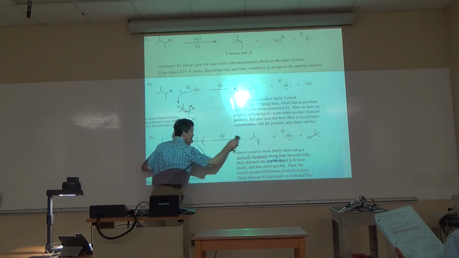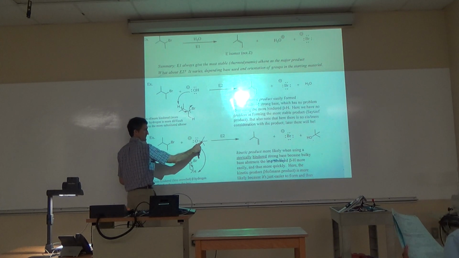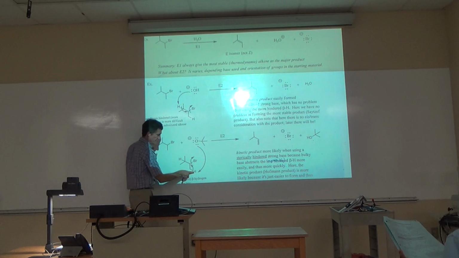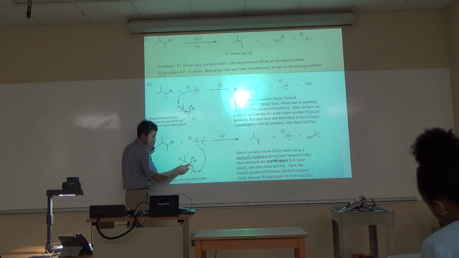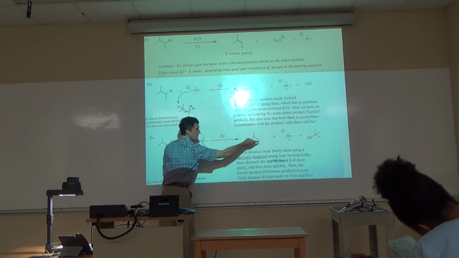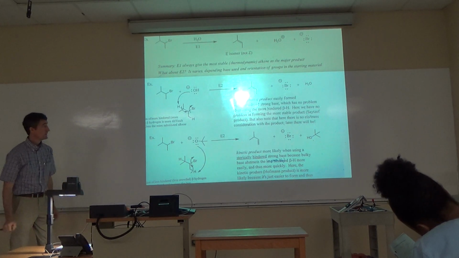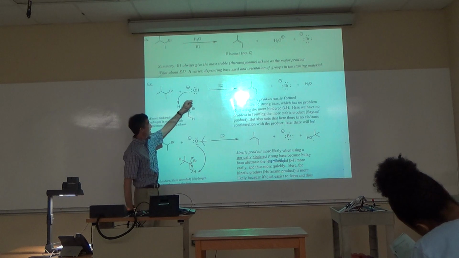If you use a different base, tert-butoxide, it will actually prefer to take this hydrogen and put the electrons in here and kick the bromine off, and the double bond will be down here, and that's actually called the Hofmann product. Why does this base take this H, but that base take this H?